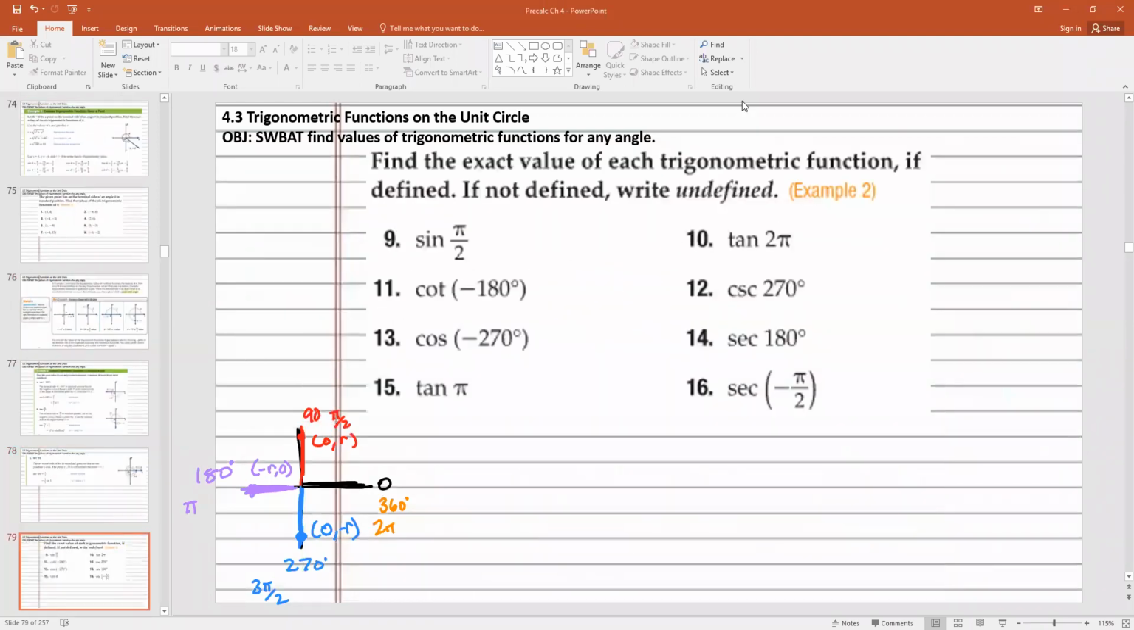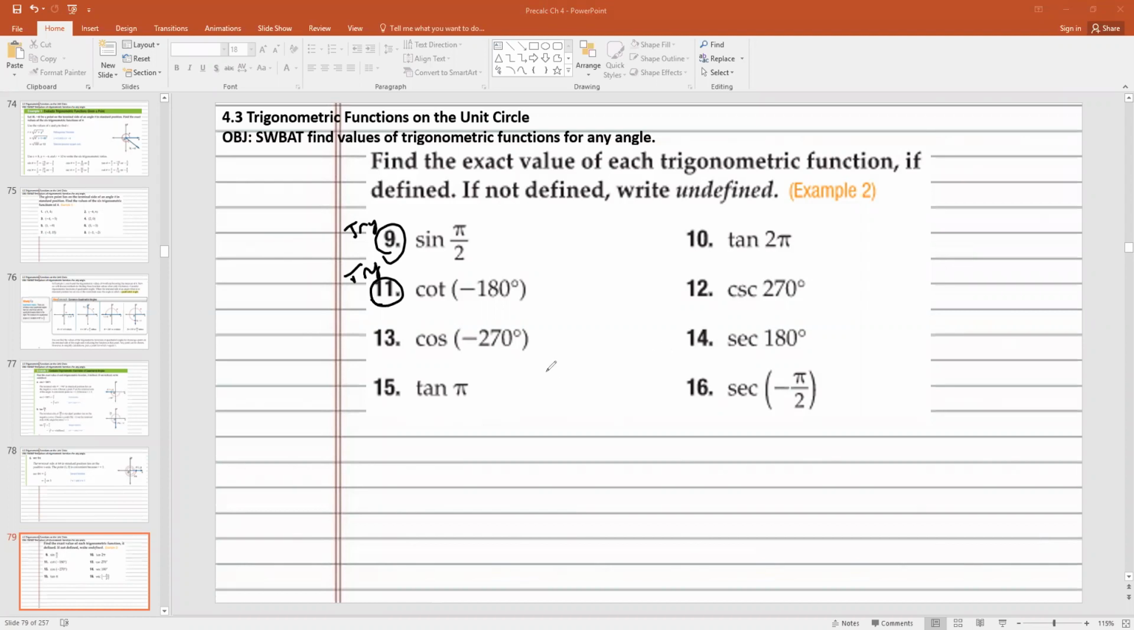All right, so let's try some of these. 14 and 16. Let's do one that's in radians. The other one is in degrees. So why don't you do 9 and 11? I'll do 14 and 16.